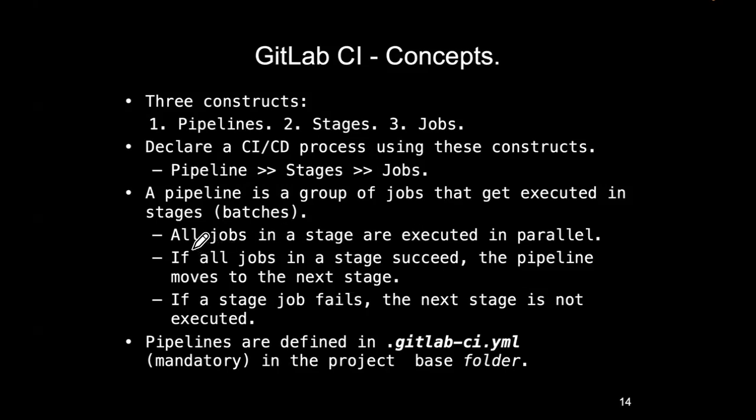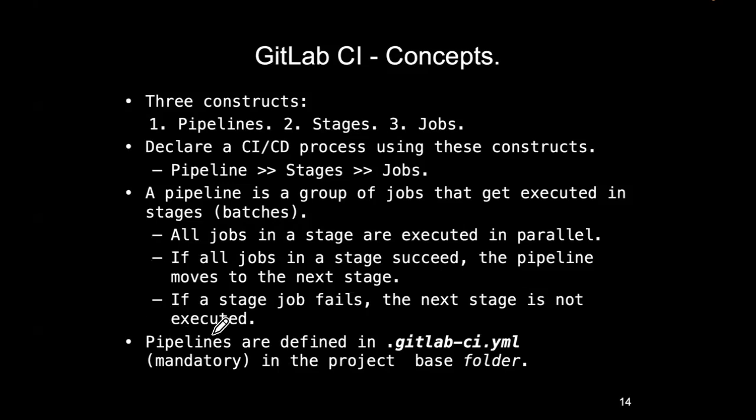If all jobs in a stage run successfully, then it moves on to the execution of the next stage in the pipeline. That's fairly obvious as well, I guess. However, if a job in a stage fails, then the entire pipeline execution is considered to have failed and it doesn't run any subsequent stages. And again, that's fairly obvious, I guess.